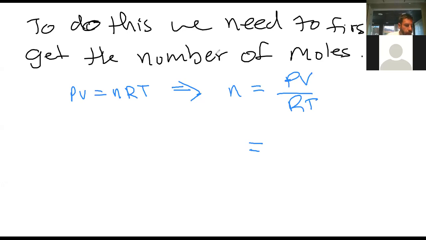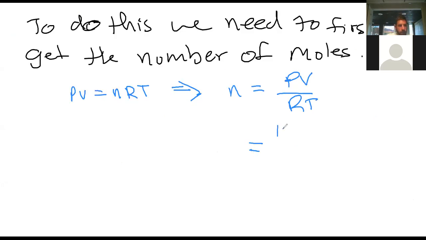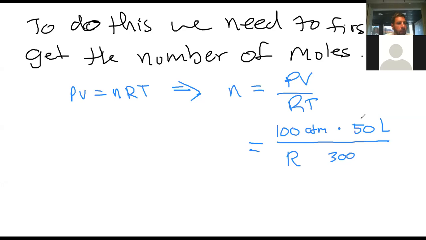If we look at this problem, I already forget our values. I think P was 100. I like to use nice round numbers. So 50, 300, 100. Okay, so this is 100 atmospheres times 50 liters, divided by, I'm going to leave R blank for now, and then this is by my Kelvin. So what was it, 300? Yeah, I did use 300.